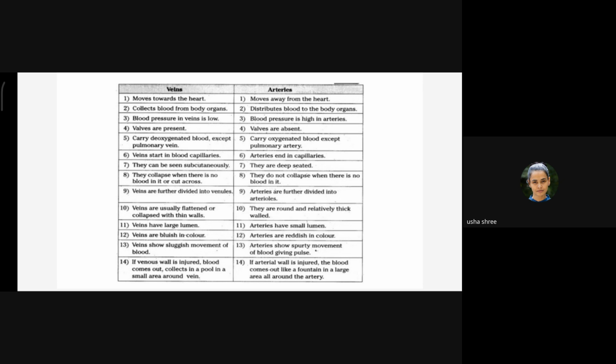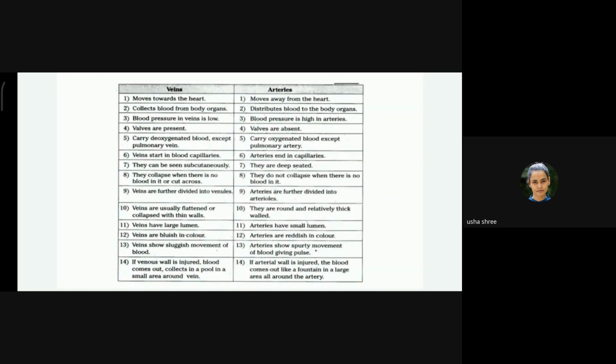Veins start in blood capillaries, but arteries end in capillaries. Okay, means where arteries are ending, from that point veins are starting. They can be seen subcutaneously, means veins can be seen subcutaneously. Subcutaneous means beneath the skin, just beneath the skin. You can see your veins in your hand, right? You can see clearly veins in your hands or some other parts of your body. Means veins are just beneath the skin. That is the term subcutaneously.